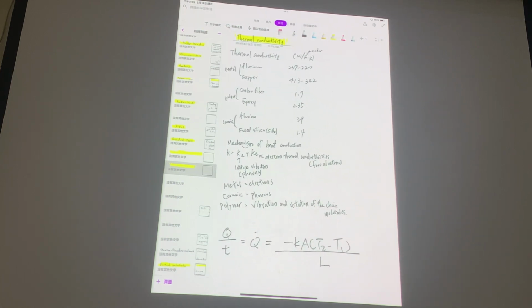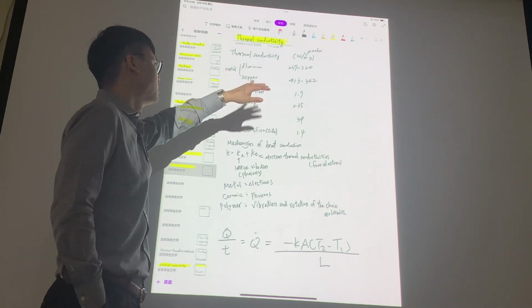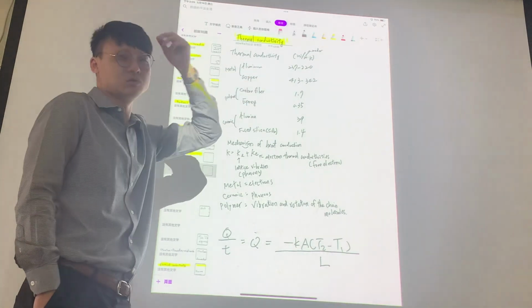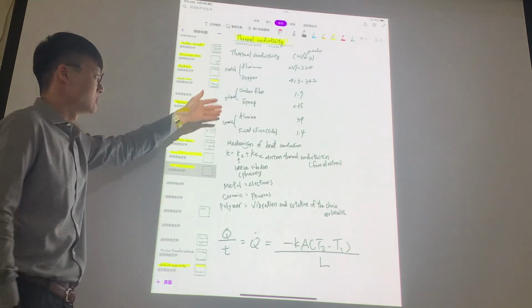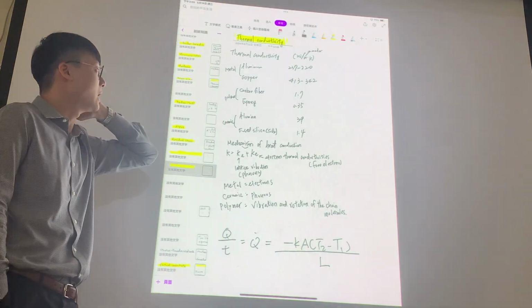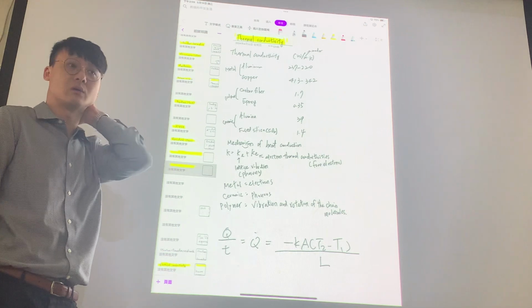Alright, so thermal conductivity. I here also listed a few numbers. I really think this is common knowledge. Metals like aluminum and copper are common materials used. For polymers, fiber epoxy is what you use. Ceramics are alumina and fused silica, SiO2, right? So I really believe these are six materials that we commonly use.